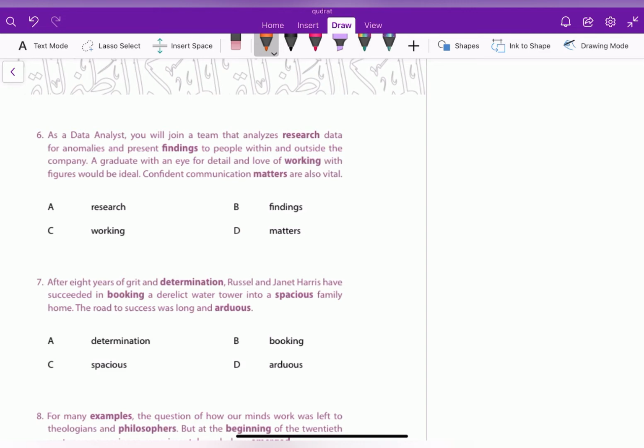Okay, so basically, we're supposed to find the error. Does research make sense in this context? Yes, it does, meaning it's not the answer.